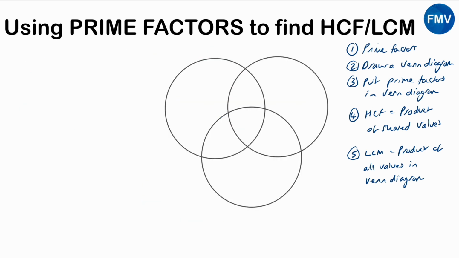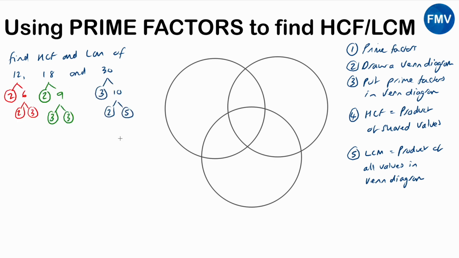So in this example, we're going to be asked to find the lowest common multiple and highest common factor of 3 numbers. So we're going to find the highest common factor and lowest common multiple of 12, 18 and 30. Step 1, find the prime factors. So here we have the prime factors of 12, 18 and 30. So now we put this information into this Venn diagram. First thing we do is write out the prime factors. Notice I've written them in order, so it's a bit easier then to see which numbers are shared.